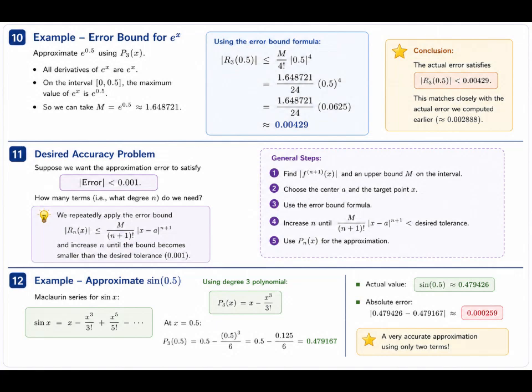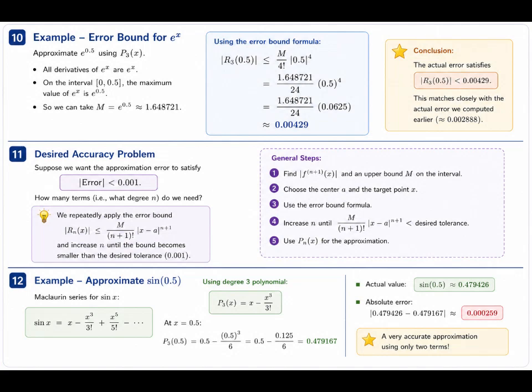Now suppose we want the approximation error to be less than 0.001. How do we know whether a particular Taylor polynomial is accurate enough? This is called a desired accuracy problem. We simply increase the degree of the Taylor polynomial until the error bound becomes smaller than the required tolerance. Let us examine another example.